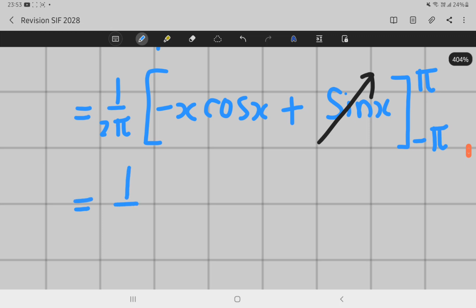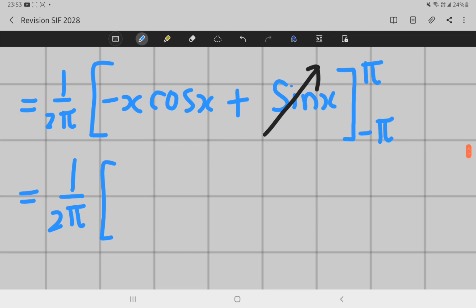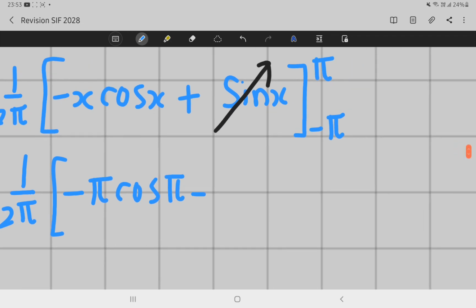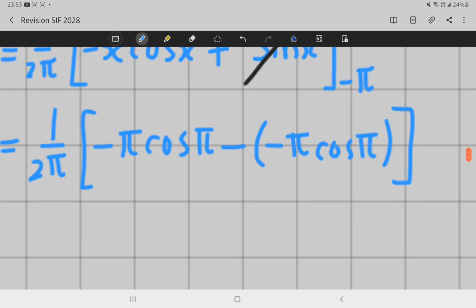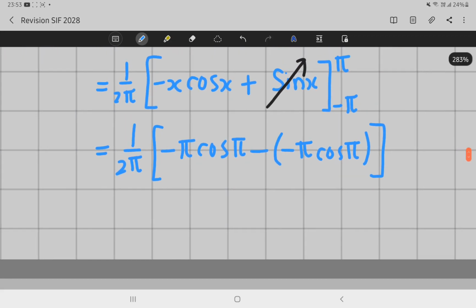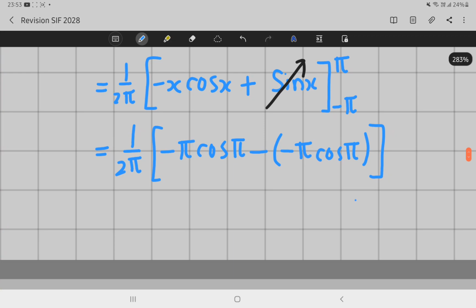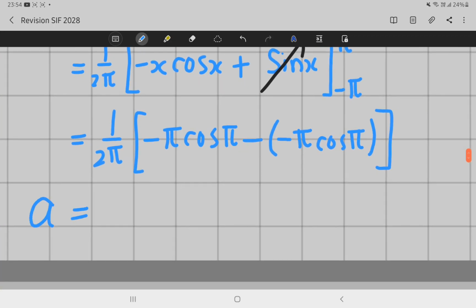So 1 by 2 pi. So substituting pi minus pi, cosine of pi minus, okay, we just insert the minus pi, cosine of pi, like that. So okay, so a naught is 0. Interesting.